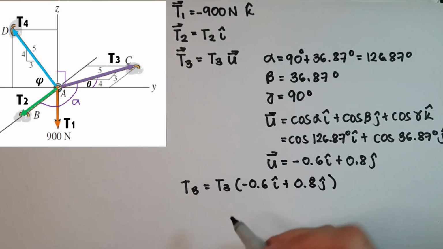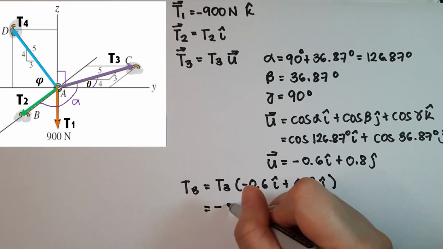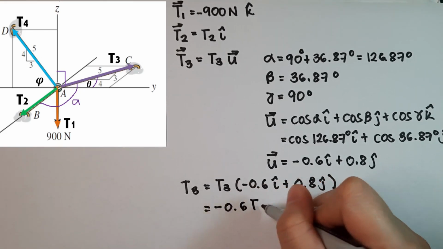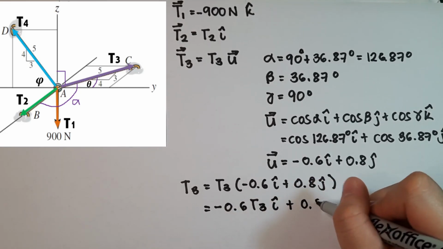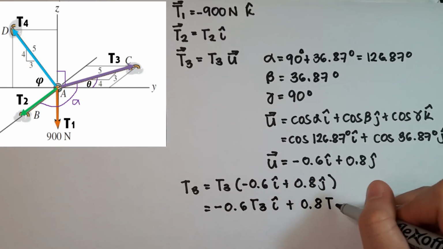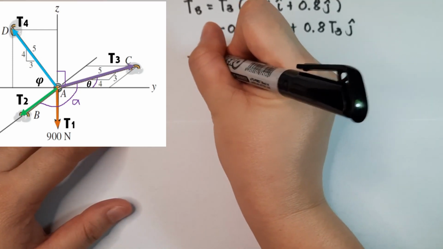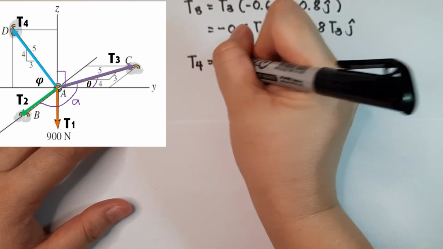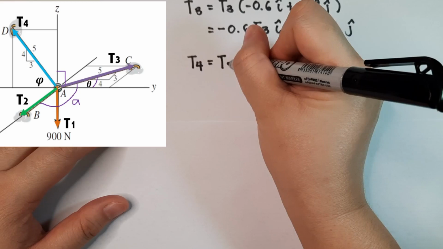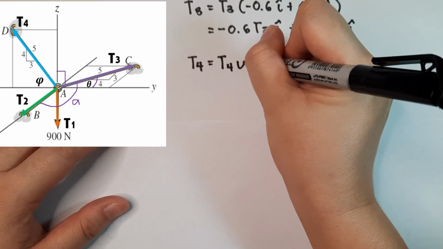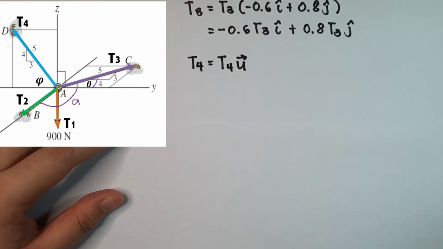Now if I distribute T3, I can also write this as negative 0.6 T3 i hat plus 0.8 T3 j hat. Okay, for T4, since the magnitude is still unknown, it is T4 times the unit vector u. Same, we have to use this formula.